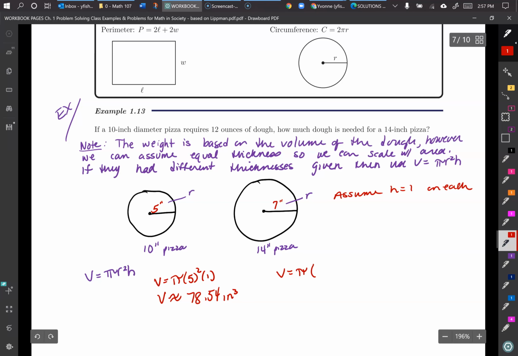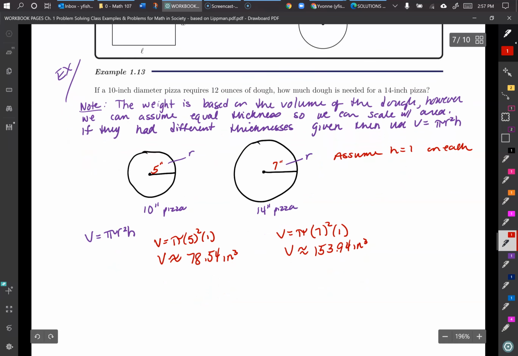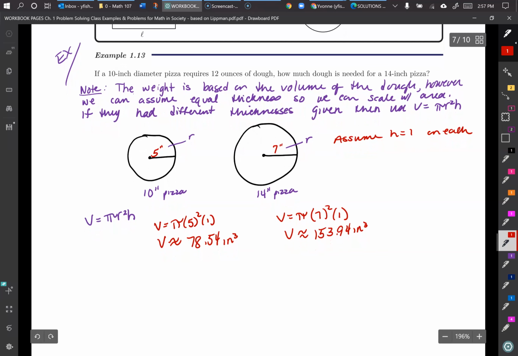And then on the 14-inch, I'm going to get pi times 7 squared times 1. And that'll be approximately 153.94 cubic inches. So you can see where this is not necessarily the diameter. You can't just say, well, it's this times more in diameter, so it's overall that. It doesn't work out that way. We've seen that previously in some other types of things. I think in geometry you might have done something with that. So be careful with that.